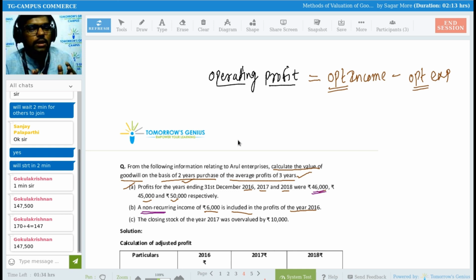Operating means your main business activity. My main business activity is manufacturing and selling of this pen. So any income derived by me after selling this pen is my operating income, and any expenses incurred by me for the business are my operating expenses. Yes or no? That can be rent paid by me, electricity bill paid by me, or raw material purchased by me, right?